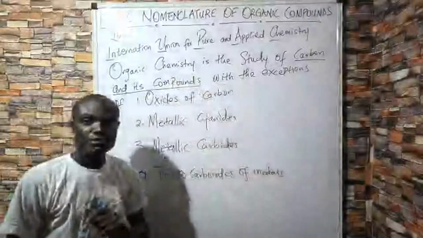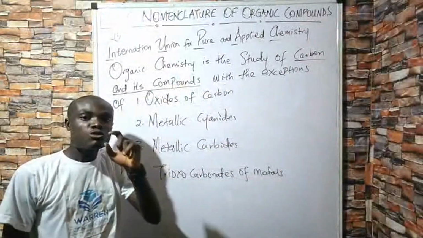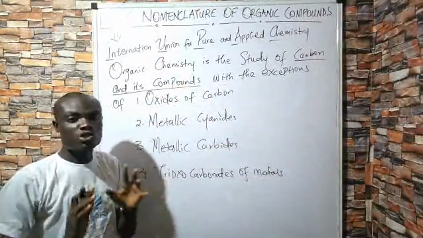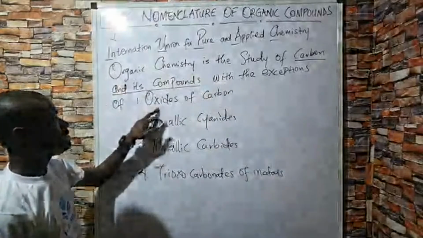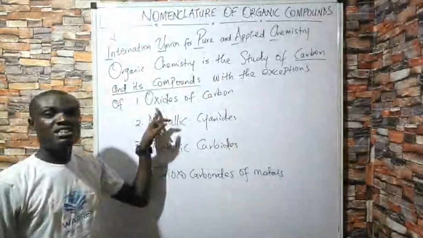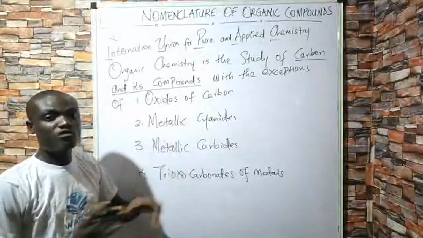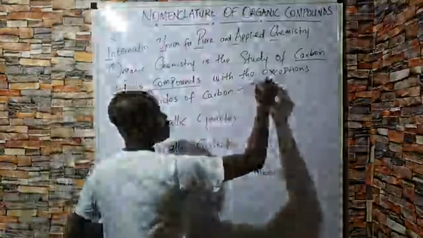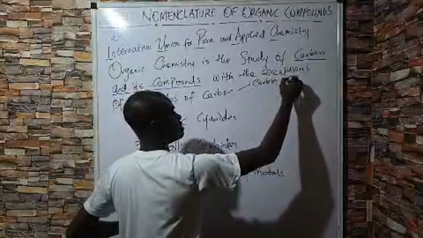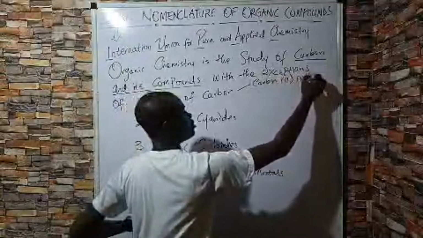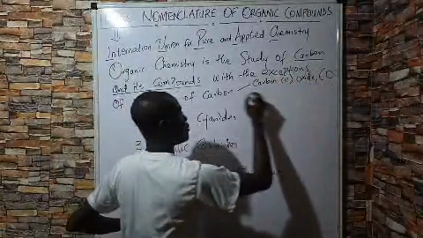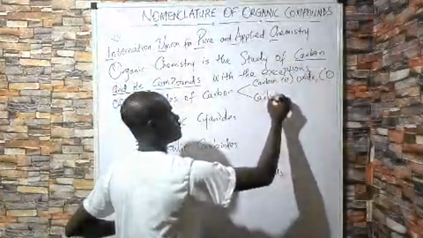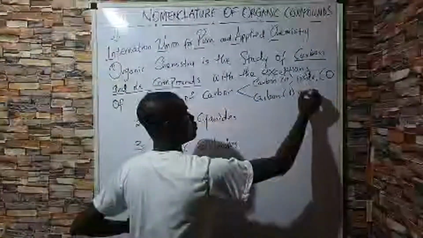But there are certain exceptions, in the sense that there are some compounds that have carbon, but you don't study them in organic chemistry. What are they? Number one, we have the oxides of carbon. In chemistry, we have two oxides of carbon. We have carbon(II) oxide, which is CO, and then carbon(IV) oxide, which is CO2.